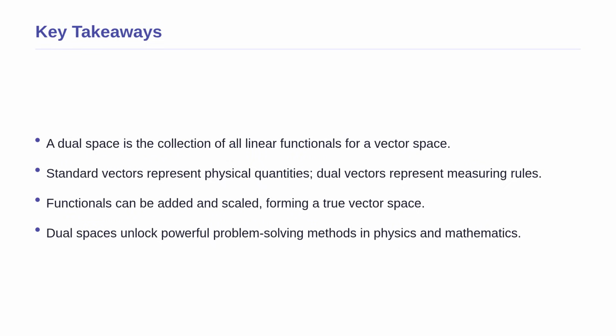Let us summarize the key takeaways from our exploration of dual spaces. First, remember that a dual space is simply a collection of all the linear measuring tools, called functionals, for a specific vector space. While standard vectors represent physical quantities or directions, dual vectors represent the mathematical rules for assigning a single number to those quantities. Because these measuring rules can be added and scaled, they form a vector space of their own. By treating measurements as vectors, you have unlocked a powerful new perspective that is essential for advanced mathematics and modern physics. You have covered the full topic brilliantly.